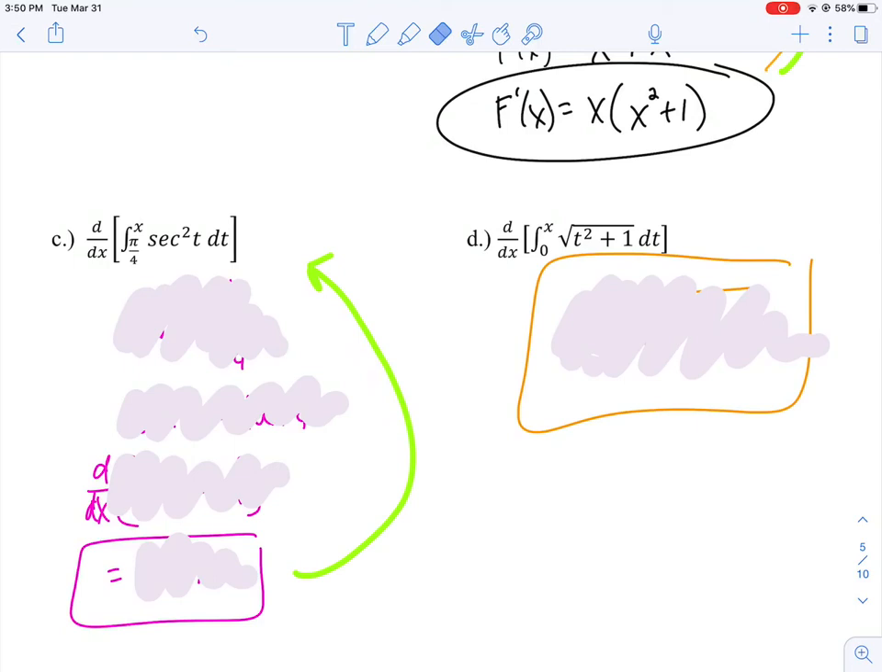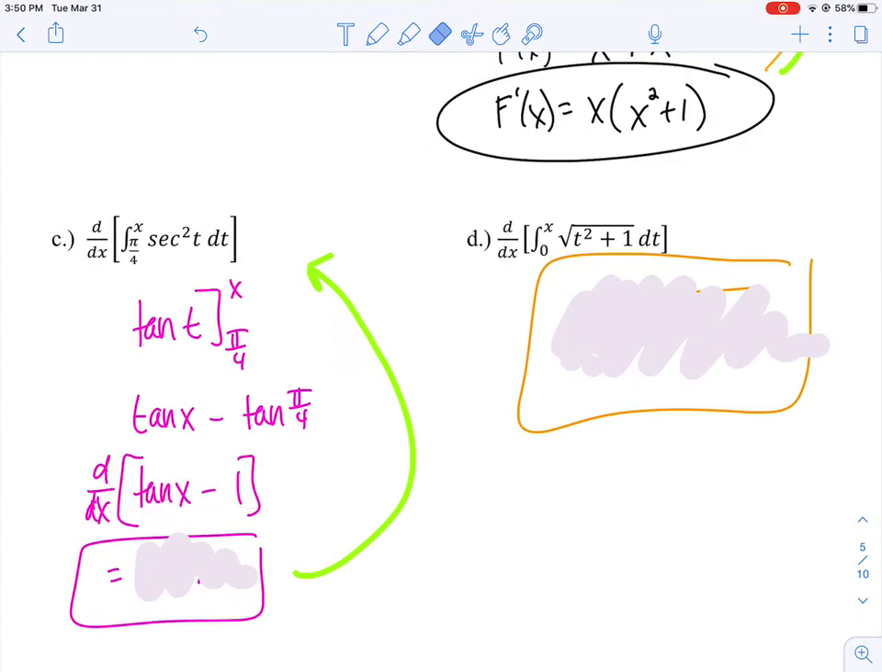Let's do it the long way first. So let's integrate secant squared. So what's the integral of secant squared? Yeah, you should get tangent. We're going to evaluate it then from pi over 4 to x. So let's plug in x. Let's plug in pi over 4. I end up with a tangent of x. And then what is pi over 4, tangent of pi over 4? Isn't that 1? And so that's my antiderivative.